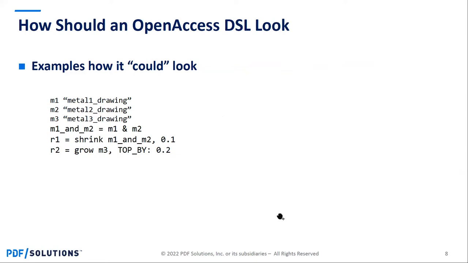So how such a DSL could look is something like this. I want to say, oh, Metal 1 should be everything which is called Metal 1 drawing. So I essentially build a string here which says the name of the layer and its purpose, and I define my metal 1 variable. Or metal 2 is metal 2 drawing, metal 3 drawing. And then I simply say my variable M1 and M2 is simply M1 and M2, right? Or I want to shrink M1 by 0.1 micron, or grow M3 on the top by 0.2 micron.